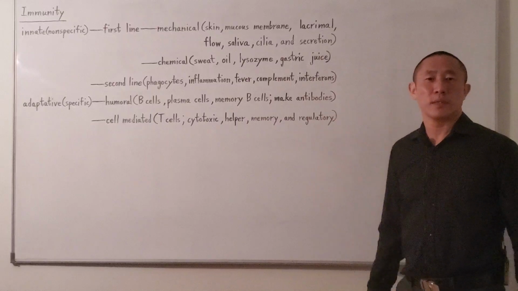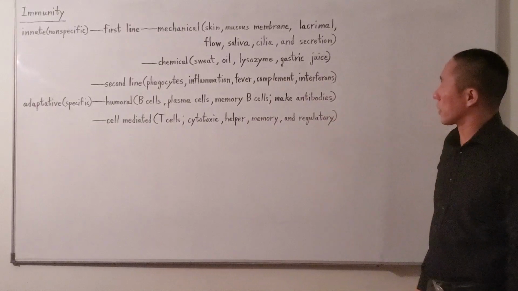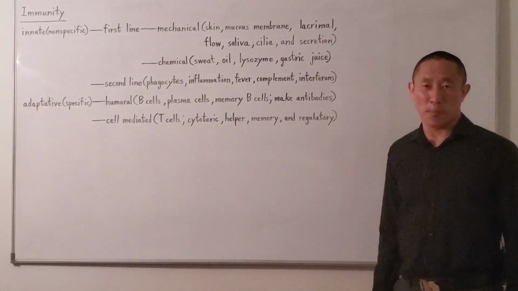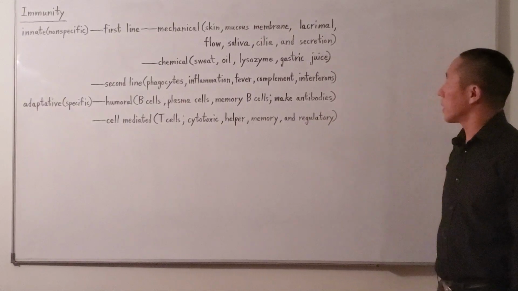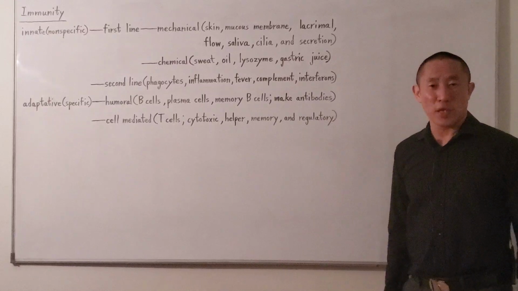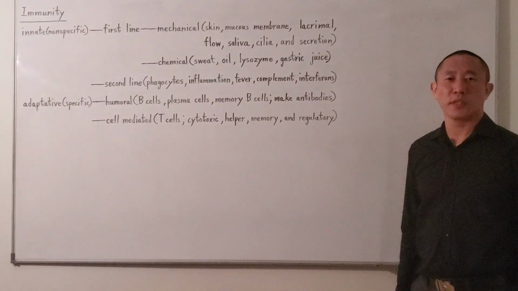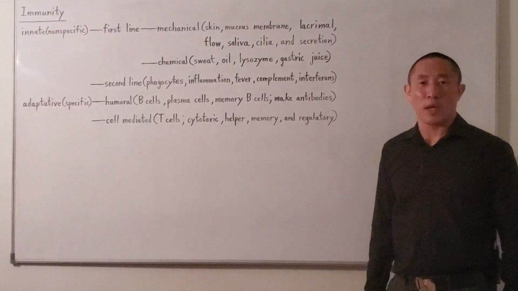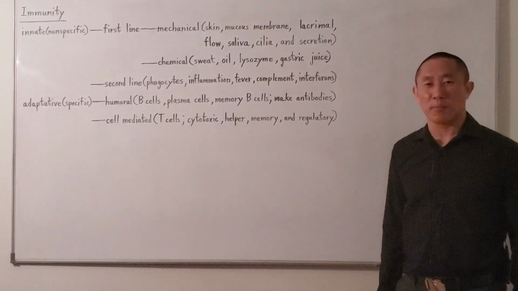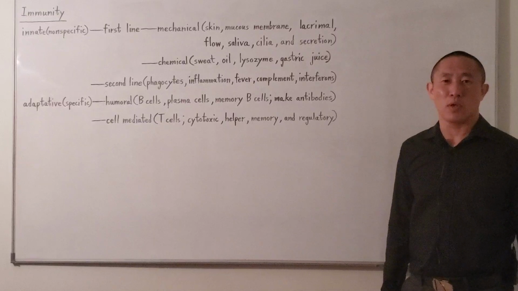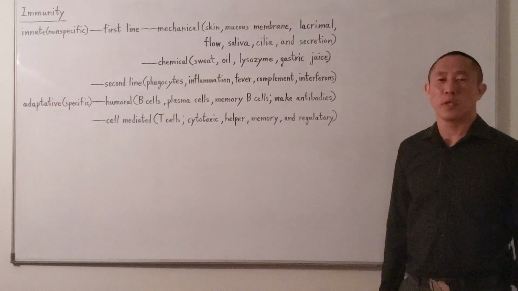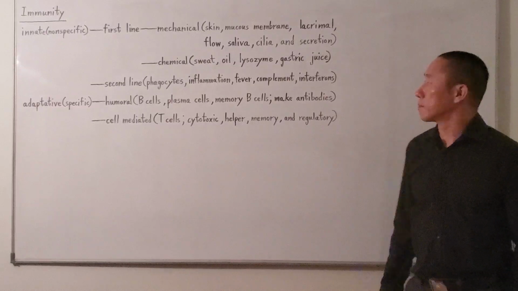Now, also chemical first line immunity includes other things like gastric juice and other antimicrobial proteins. Now, gastric juice has a very acidic pH. That's why oftentimes if we eat something and there are bacteria on the food, the gastric juice can break down the bacteria.